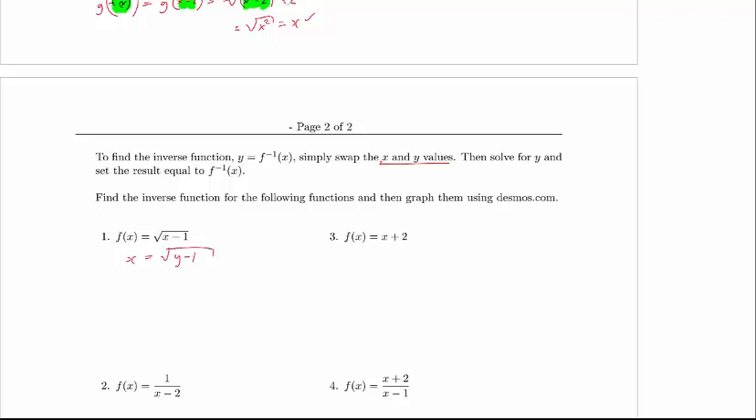Well, technically, the first thing you should do is check to see if it's 1 to 1. This is a 1 to 1 function, so we don't have to worry about anything. So next we simply solve for y. You take the square of both sides. We get y minus 1, add 1 to both sides, and we end up with y equals x squared plus 1. And now we just set that equal to the inverse.